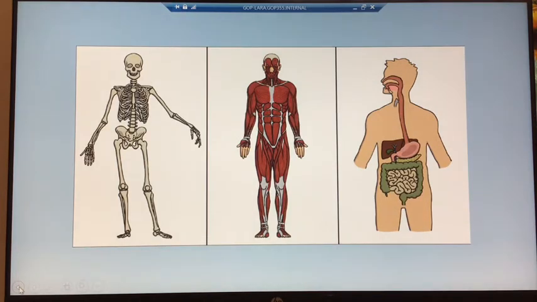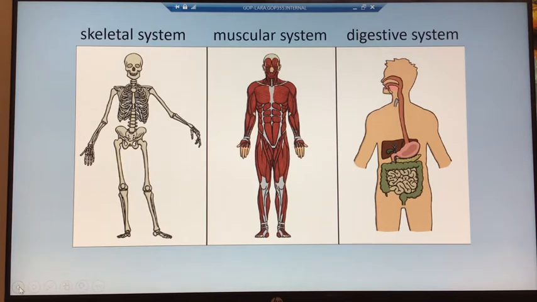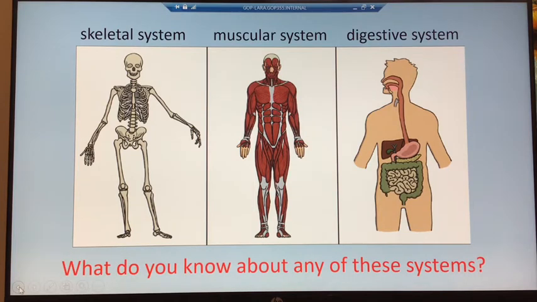Well, did you get these? The skeletal system, the muscular system and the digestive system. Let's have a quick recap of the function of these systems. First of all though, what do you know about any of the systems?